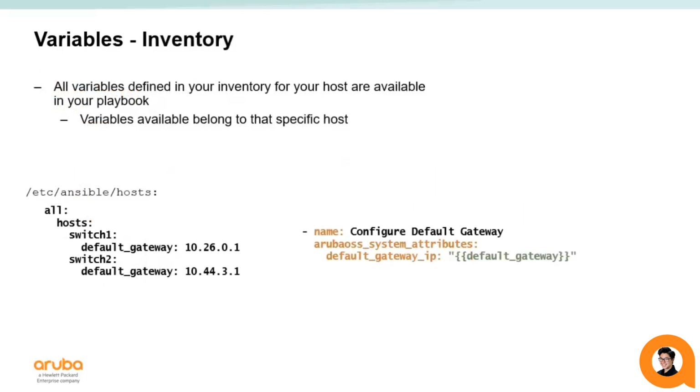We've already kind of seen an example of inventory variables before. Remember, all variables defined in your inventory are available in your playbook during execution. But keep in mind, the variables available are ones that belong to that specific host. In this example, let's say we have the variable default gateway defined for each host in our inventory. When we run the task on the right, for switch 1, the value of default gateway will be the 10.26 address, but for switch 2, the gateway will be the 10.44 address.